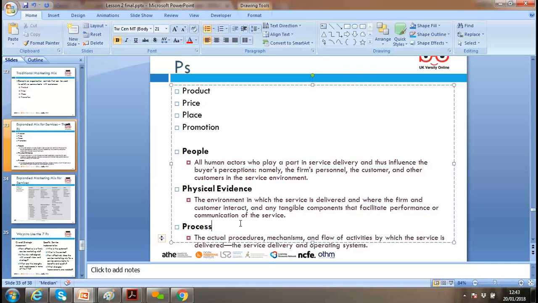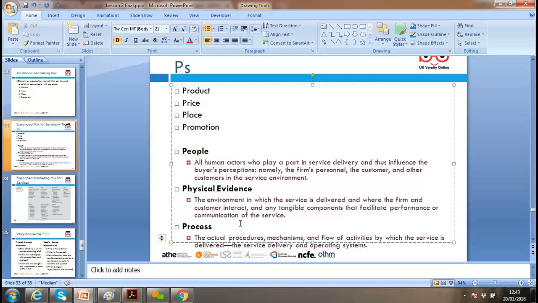The processes involve how much coordination we have, like the product we have, the channel we are using, the price we are charging, the promotional channel we are using. All these are the processes, how effectively the flow of activities by which the service is delivered, and the service delivery and the operating system.